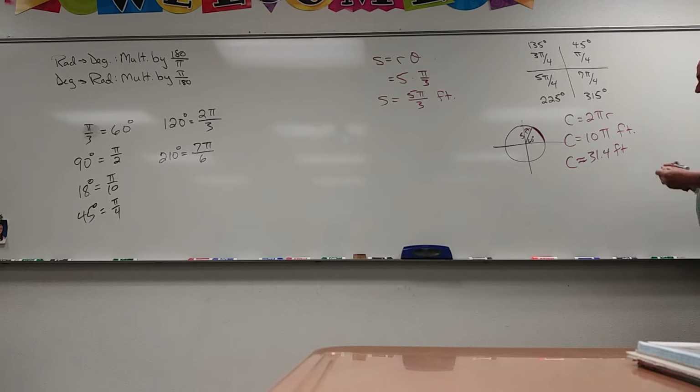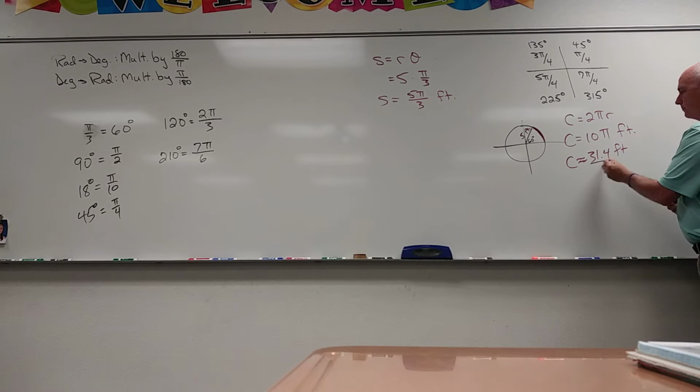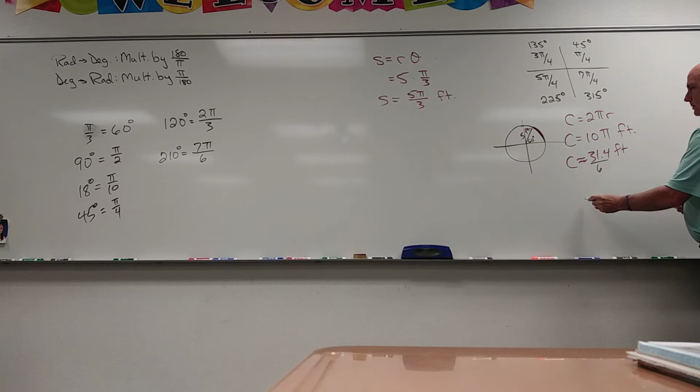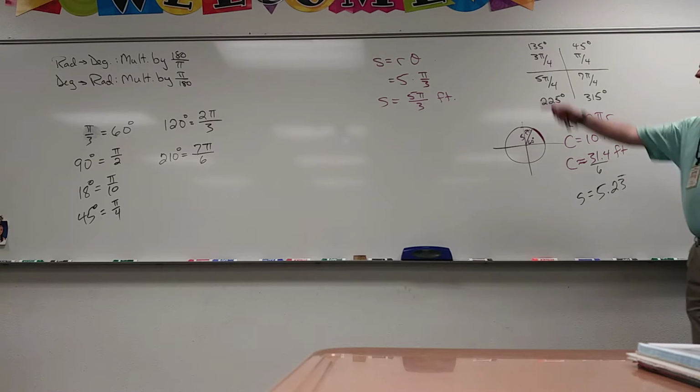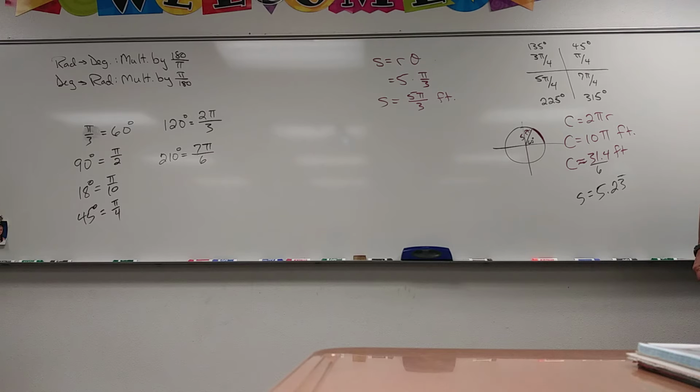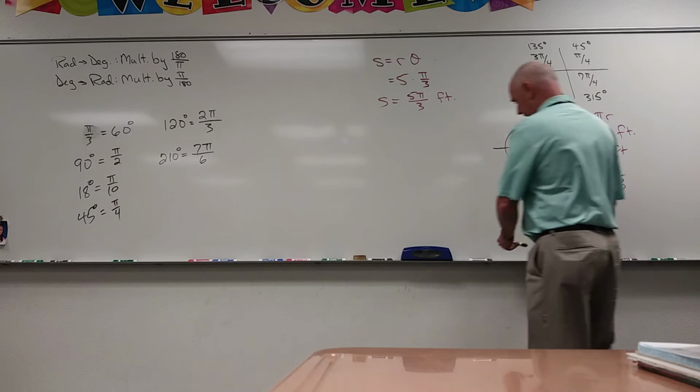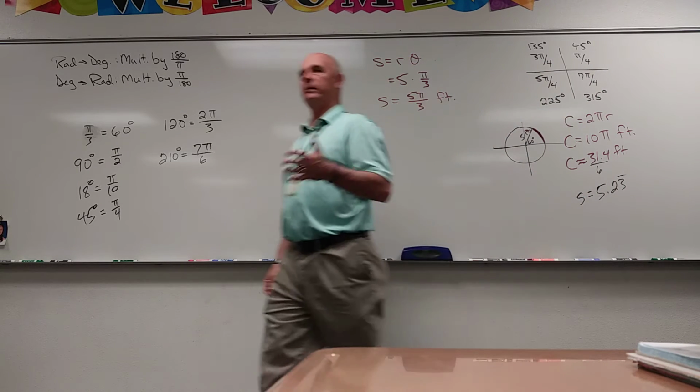If we were to divide this by 6, we'd get an arc length, something like that. What's 5 times pi divided by 3? This is why we need radians.